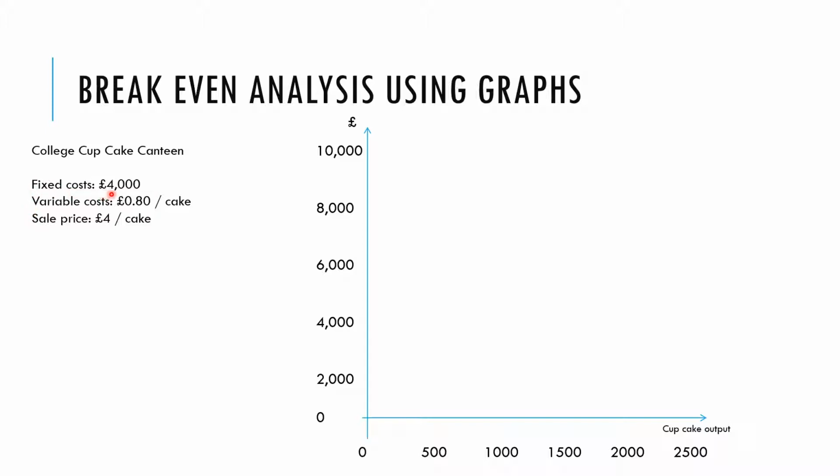The fixed costs are £4,000. So let's ask ourselves, if we don't produce any cupcakes, how much would we have to pay out in fixed costs? Well, £4,000. If we produced 1,000 cupcakes, how much would we have to pay out in fixed costs? £4,000. If we produced 2,000 cupcakes, how much? £4,000. Any amount of cupcakes we produce, the fixed costs are what they are.